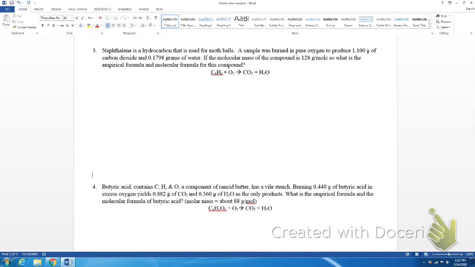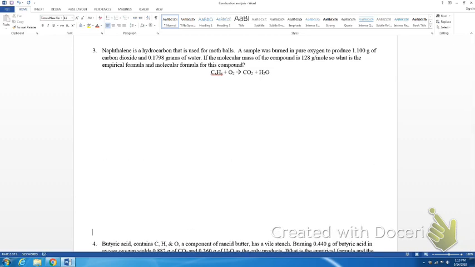I'm going to give myself some space here to work this. Now, another thing about AP is they're going to give you lots of words and you have to dissect them. So naphthalene is a hydrocarbon, so hydrogen and carbon. It's used for mothballs. A sample was burned in oxygen to produce 1.100 grams of carbon dioxide and 0.1798 grams of water. It tells you the molecular mass is 128, and asks what the empirical and the molecular formula for the compound are.